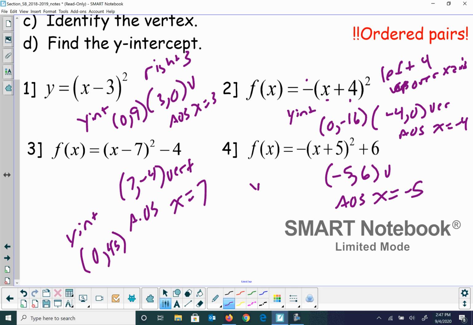And then if I wanted to find my y-intercept, I'm going to plug 0 in for my x. So 0 plus 5 is 5. 5 squared is 25. Take that and count that negative. So negative 25 plus 6 is negative 19.